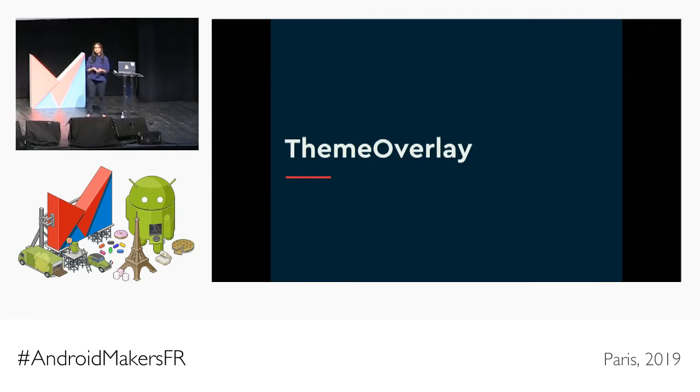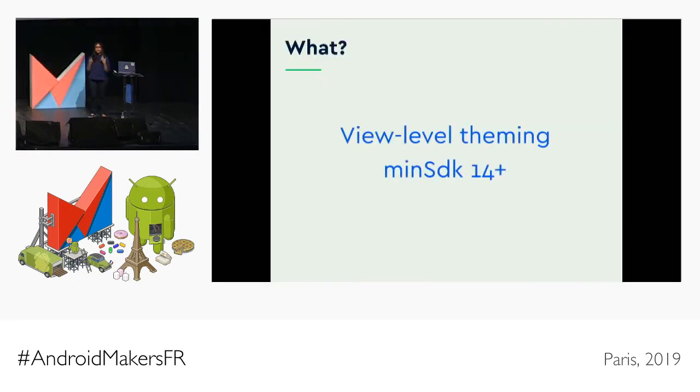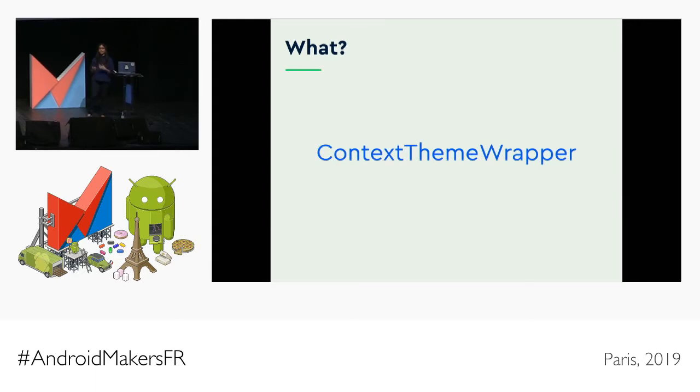Let's now move on to view level theming, which can be known as a theme overlay. And it's nothing but a theme. Lollipop introduced view level theming, and it's backported to API 14 with the help of Android X. And now you can do Android:theme on a view or view hierarchy. And when you do this, it uses the context theme wrapper under the hood. And what this does is it takes the theme ID that you're applying on the view, and it applies that theme on top of the base context theme, which might be your activity or app theme.